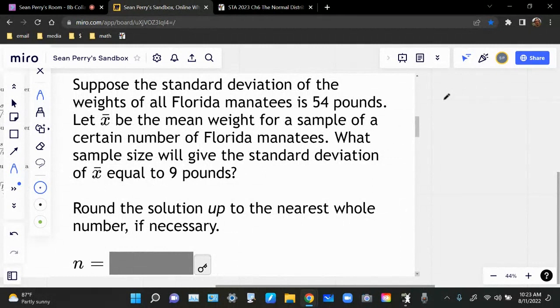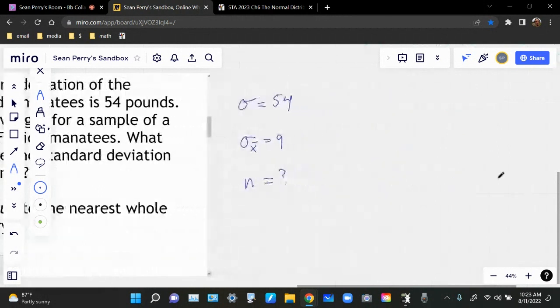First, let's record our given information. We are given that the standard deviation of all Florida manatees is 54 pounds. And then they said that we want the sample size that will give us a standard deviation of X bar equal to 9 pounds. And so the question is, what is N? Now, there is a formula for this in the sheet. There is a formula for N in your formula sheet. However, it's also easy to get that formula.